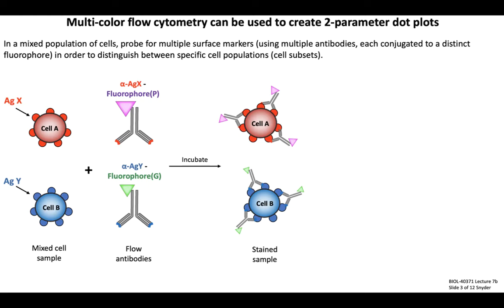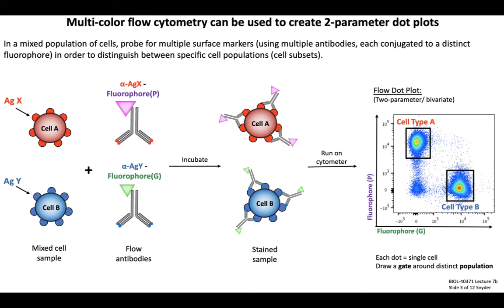Specific flow antibodies used for this are selected based on what you know or expect are antigens that are specifically expressed only on cell type A or cell type B. And by using antibodies against those antigens that are conjugated to distinct fluorophores, you can distinguish between these on a cytometer. In this example, we've selected the top antibody, which is anti-antigen X, linked to the purple fluorophore, and the bottom antibody, which is anti-antigen Y, linked to the green fluorophore. Once incubated, these antibodies are bound to each target cell type and can be analyzed using a flow cytometer.